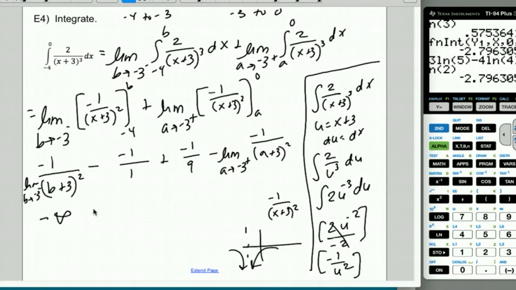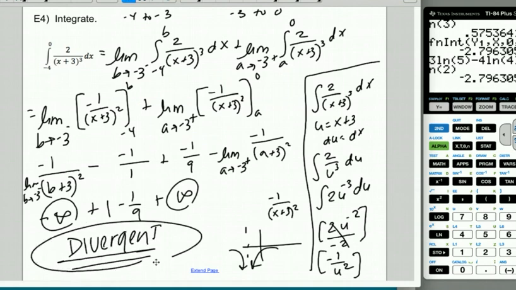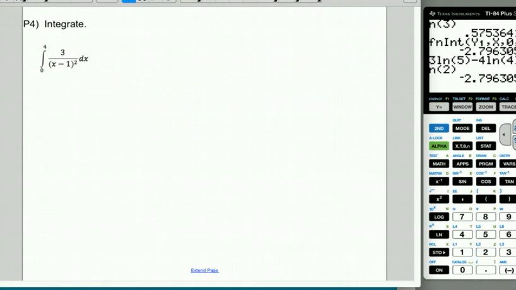So we're going to get negative infinity plus 1 minus a ninth, and then plus an infinity. But again, we've seen this before. The second that we get an answer that's infinitely large, it doesn't matter. The answer is that it's going to be divergent. Infinities don't cancel that way. That's not how it works. A plus infinity and a minus infinity don't cancel.